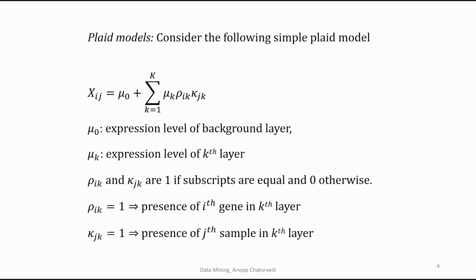Now, we consider the Plaid model. So, we consider this simple Plaid model, Xij equal to mu naught plus summation k equal to 1 to K, mu k, rho ik, kappa jk. Here mu naught is the expression level of background layer. It is just like the general mean effect in ANOVA model. Then mu k is the expression level of the kth layer, and rho ik and kappa jk are 1 if the subscripts are equal and 0 otherwise.